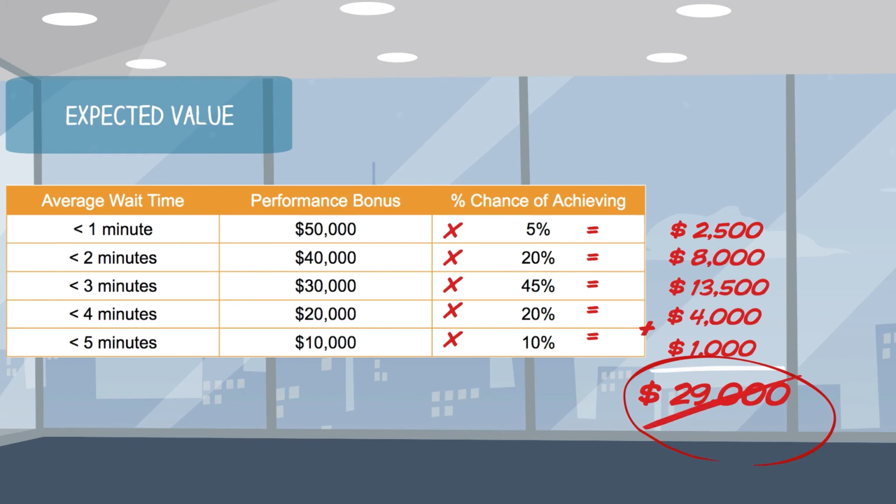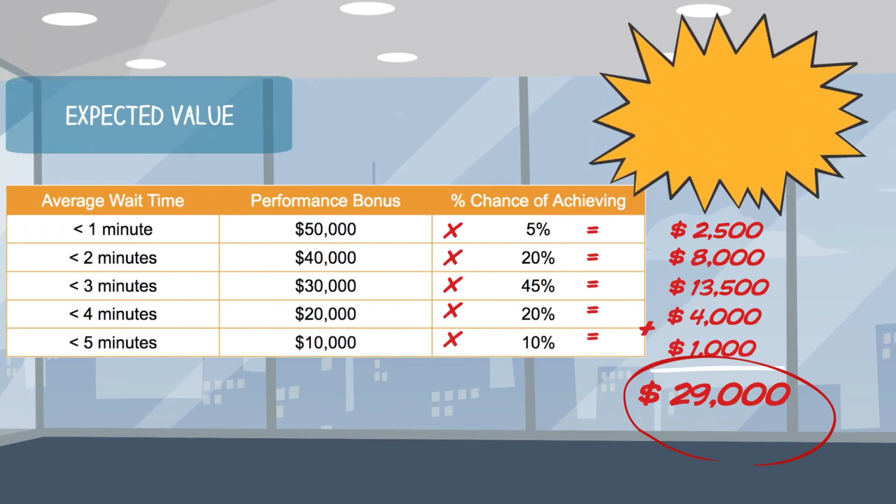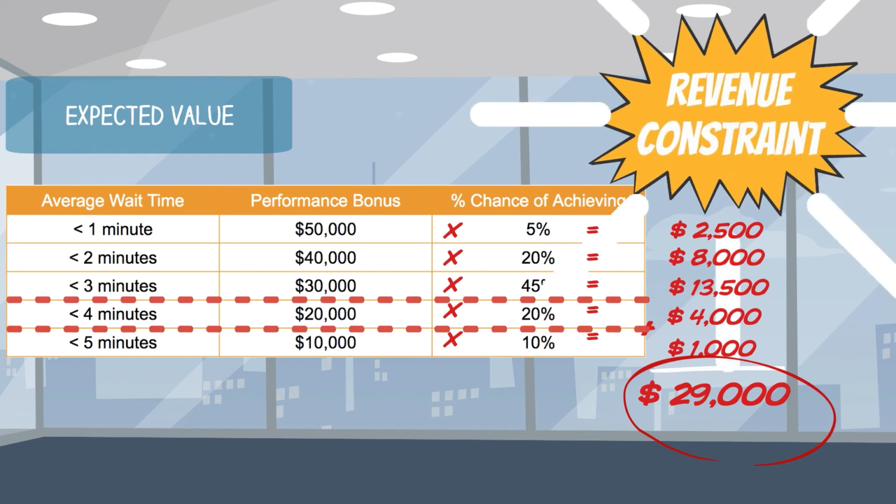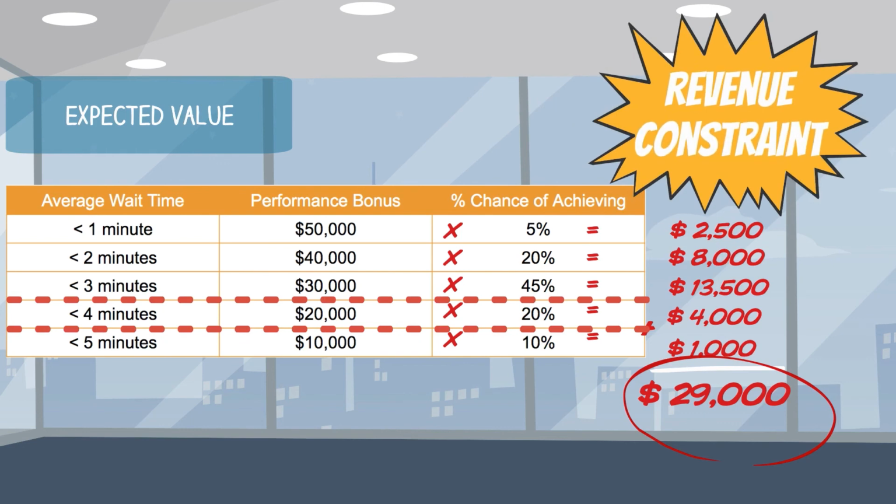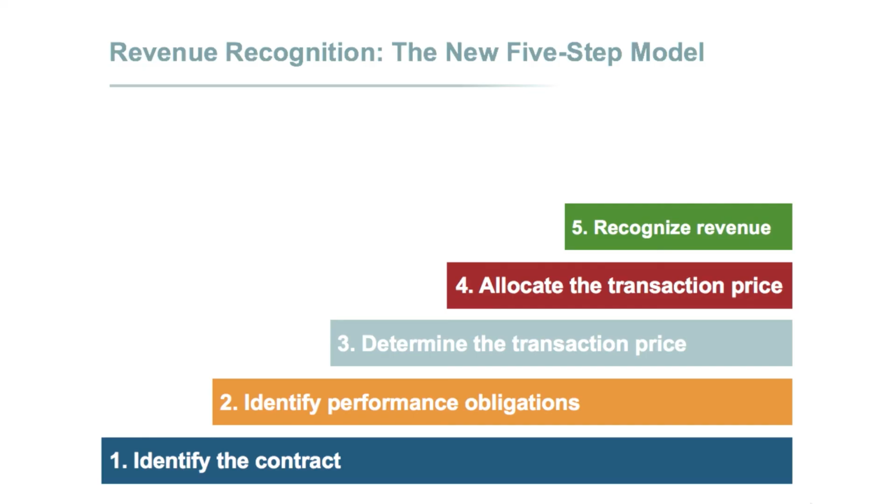But wait a second, $29,000 is not actually a possibility. In other words, we're 100% sure that Dempsey will never receive $29,000 because the bonuses are in increments of $10,000. When you're using the expected value method, the company must still select an amount that is possible of being received. Because of the revenue constraint, the expected bonus would be limited to $20,000 until the next bonus level is probable of achievement. This is because anything over $20,000 would be subject to subsequent reversal. And there you have it.